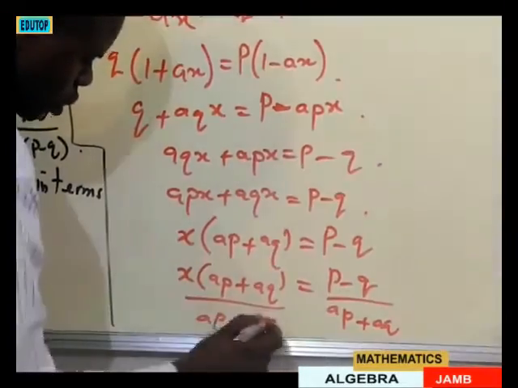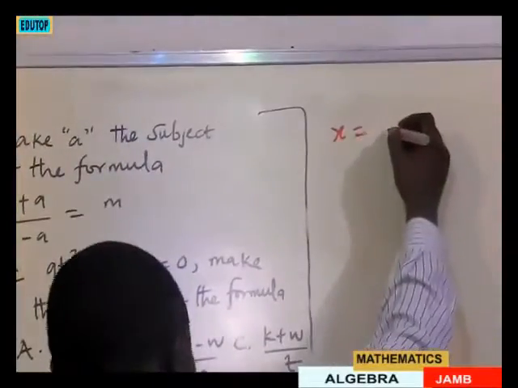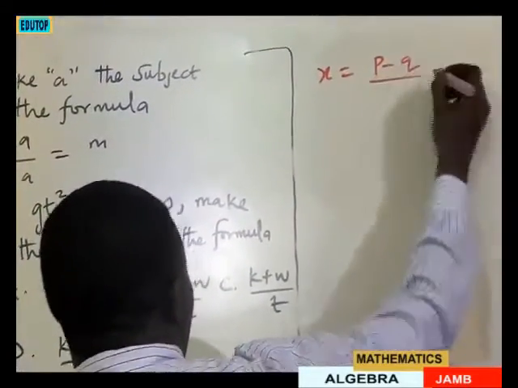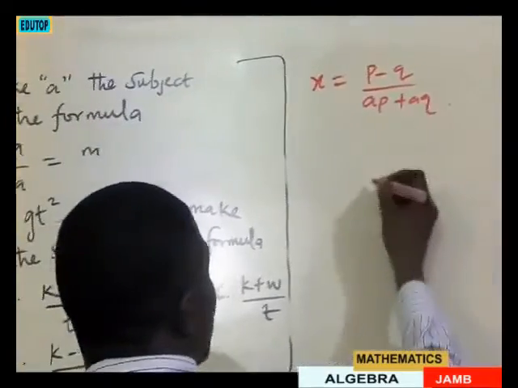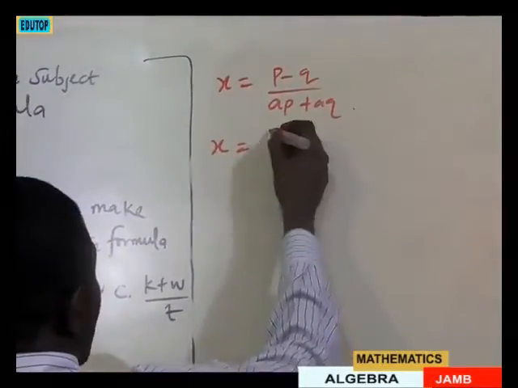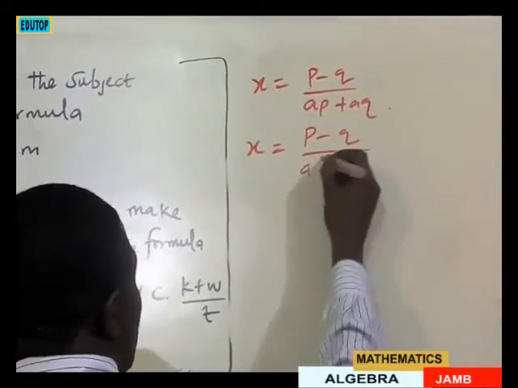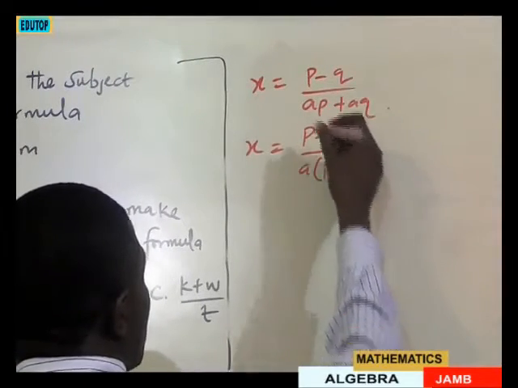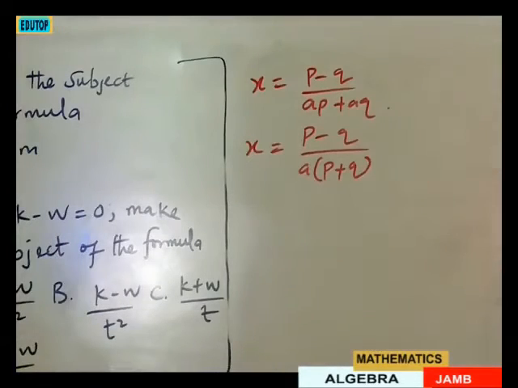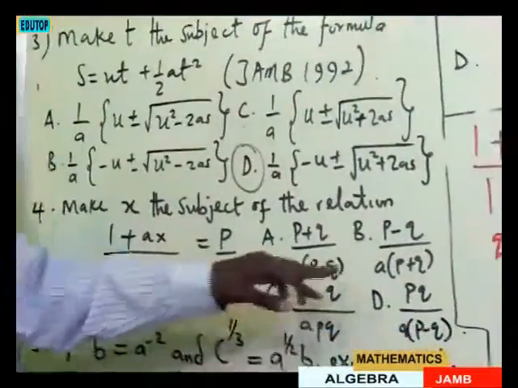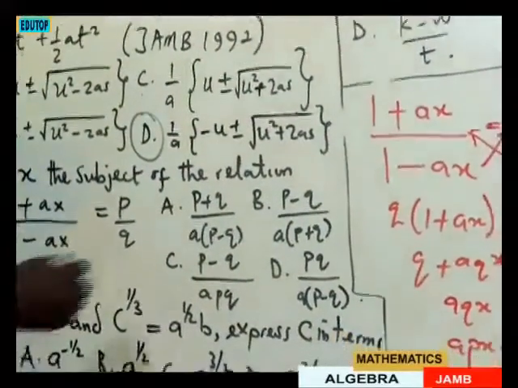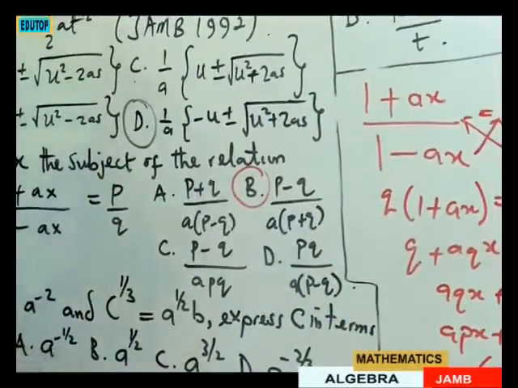So this one can cancel this one. Then I will have x to be equals to p minus q over ap plus aq. Which is the same thing as saying x equals to, a is common here, so p minus q into a plus p. So go to your option and check the one that correlates to that. So by checking this, I have x to be equals to p minus q into p plus q. So automatically the answer here will be p. So the answer is p.